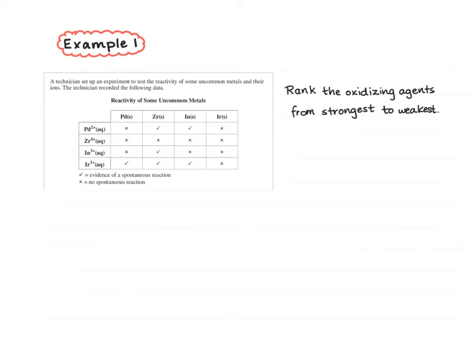So first of all, we need to know which of these species are oxidizing agents. Typically, metal atoms, so I'm highlighting these across the top row, are reducing agents because they readily give up electrons to form cations. And if you look on the rows down the side, we have their charged counterparts. These are the oxidizing agents.